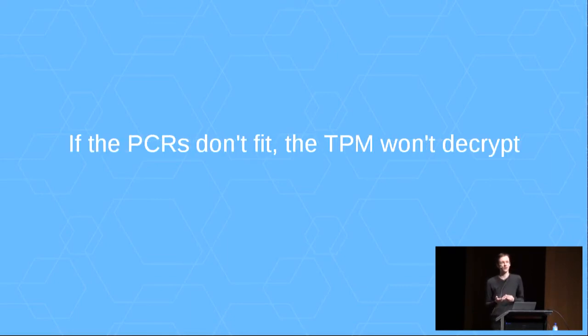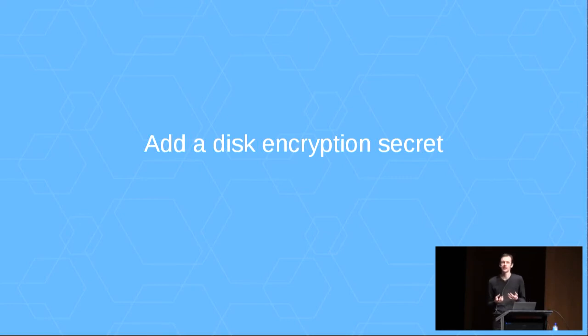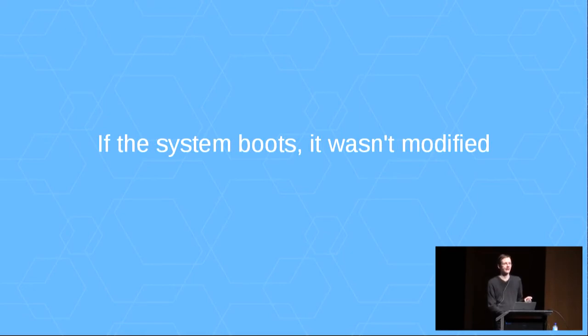And if the PCR values have been modified in any way because your boot process has been tampered with, the TPM will refuse to decrypt it. So if the decryption is successful, you know that the PCRs were correct. The way this is most commonly used, in fact, if you buy a recent system with Windows pre-installed, this will happen automatically out of the box. The disk is encrypted with a secret that is then sealed to the TPM. If you tamper with the boot process, the TPM will not decrypt the disk encryption secret, and so you can't decrypt the file system. So you encrypt the secret, and if the system boots, then it wasn't modified.